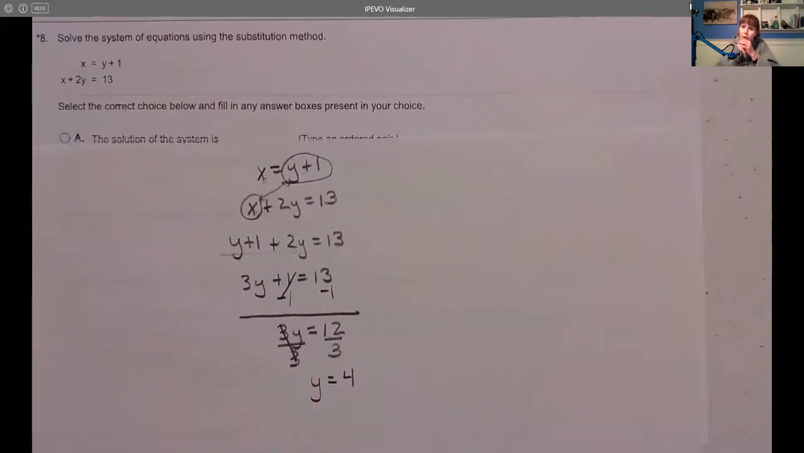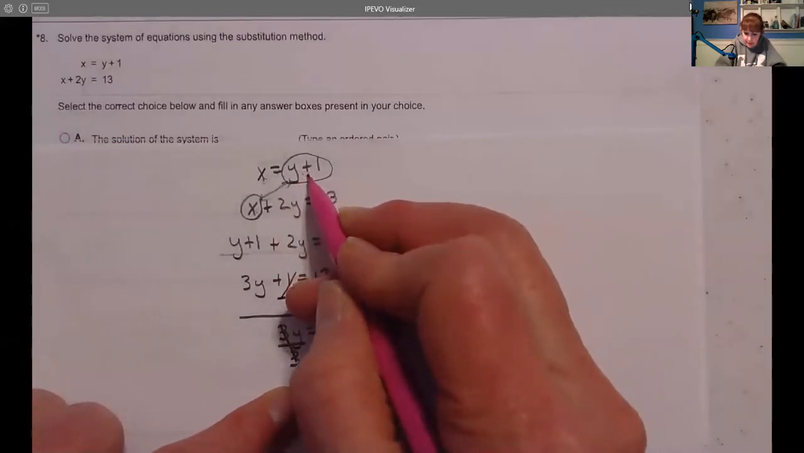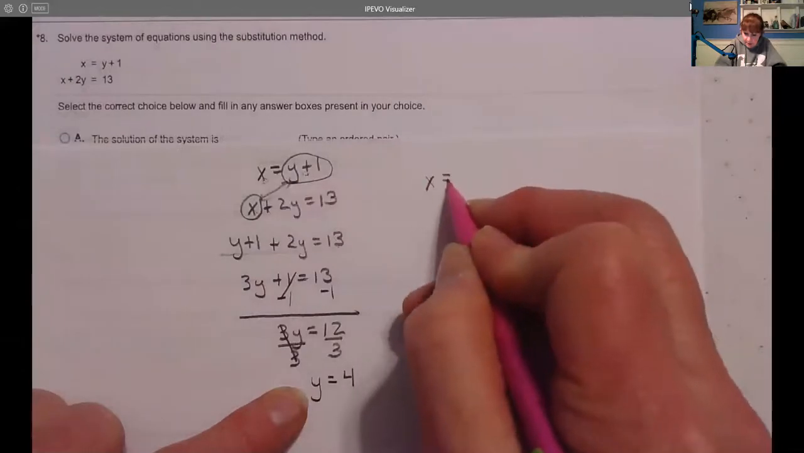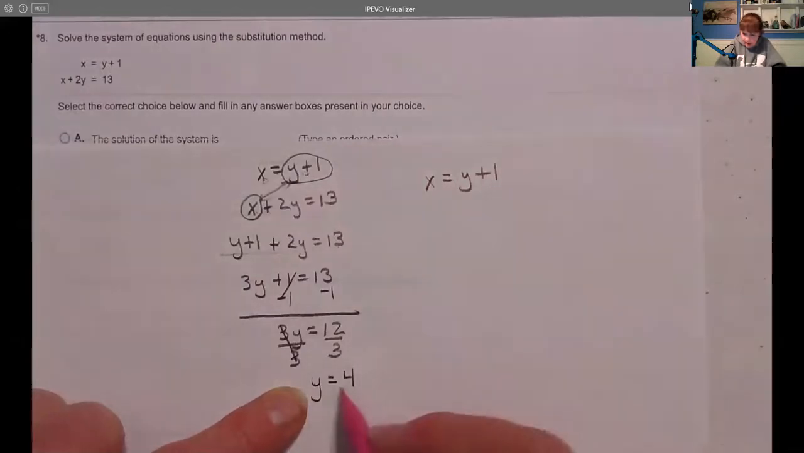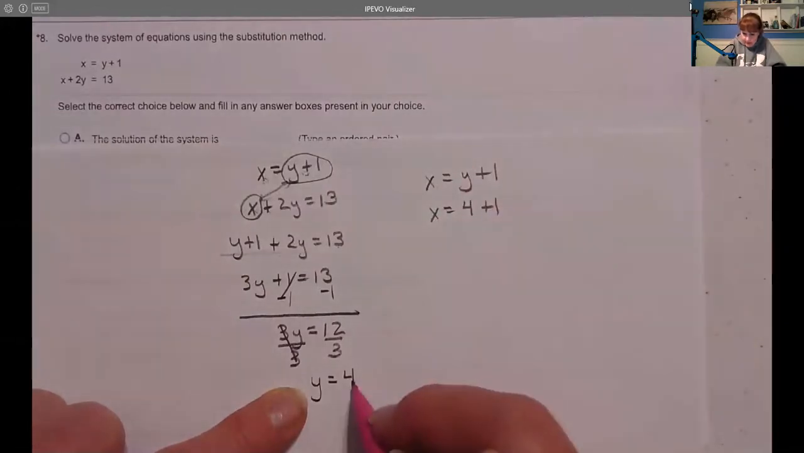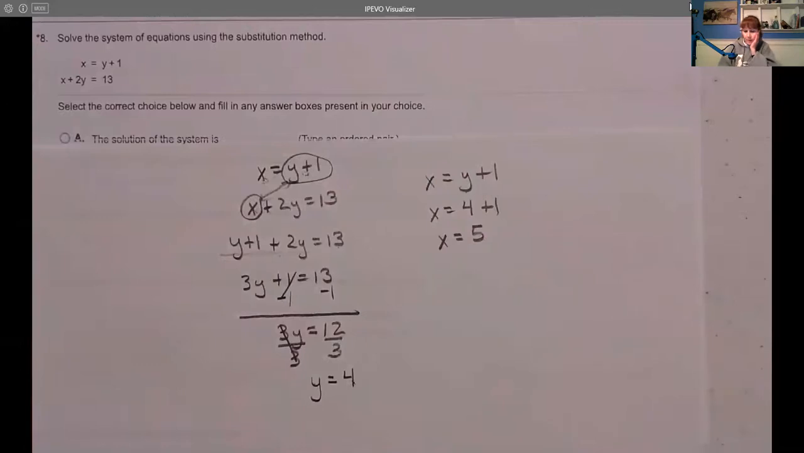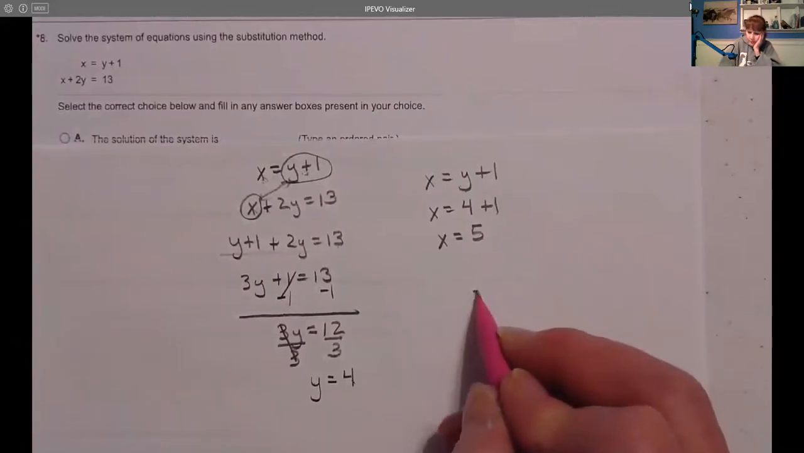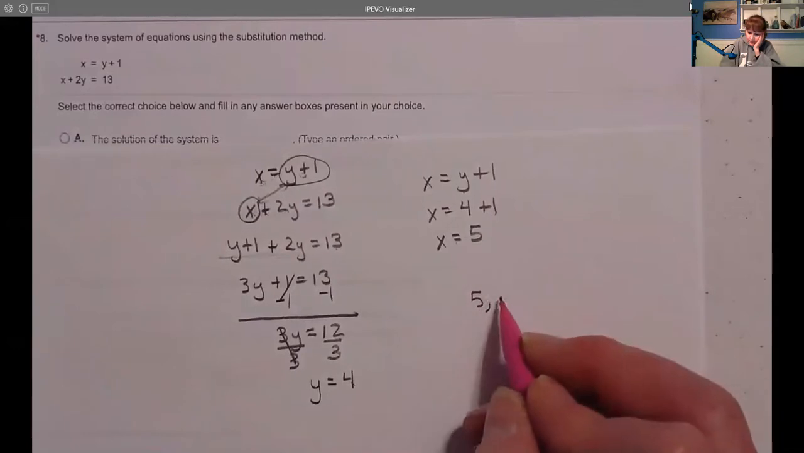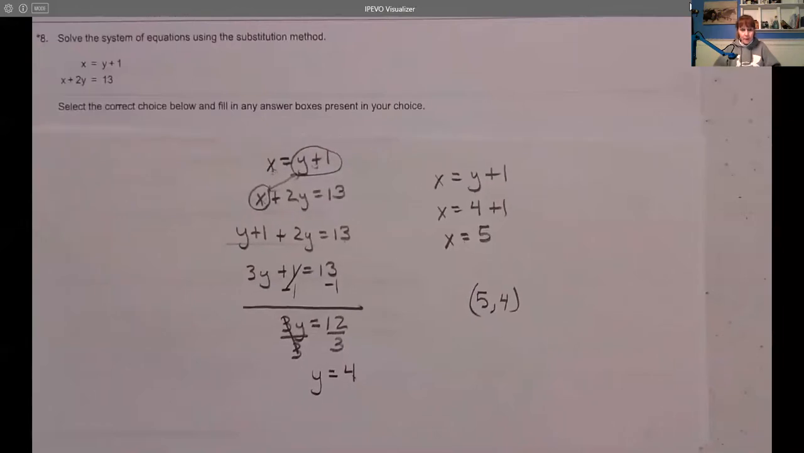We now need to know what the x is because our answer is an ordered pair. The point of intersection is an ordered pair, which means I'm going to go back to this top one. This is the easiest one to find out what x is equal to. So x is equal to y plus 1, and the y is a 4. X equals 5. 4 plus 1 is 5. So I know that the point of intersection is x goes first, always alphabetical. That's the point of intersection, 5, 4. You can put those in.